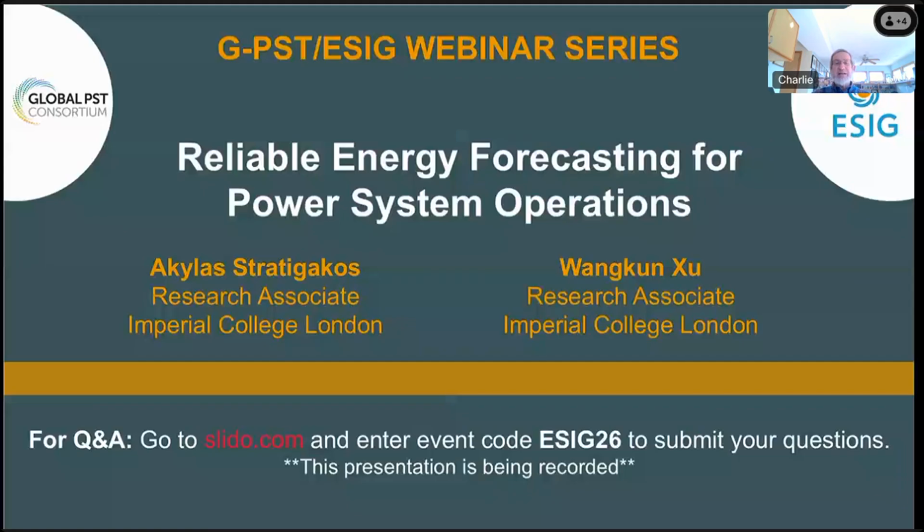At the core of the G-PST is a large cross-section of system operators from around the world who are dealing with a rapid transition from a system based on synchronous machines to one built around inverter-based resources. The 5 pillars of the consortium include research and peer learning, technical support, workforce development, standardization, and open data and tools. ESIG is the co-lead on Pillar 1, along with Mark O'Malley of Imperial College.